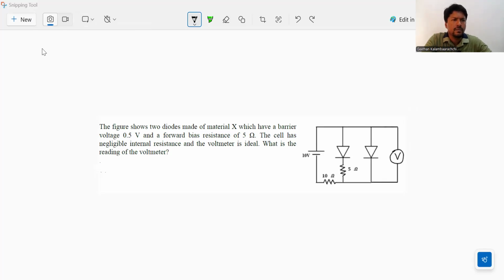So as you know, there are two types of diodes. One is ideal diode and the other one is the practical diode. So in the ideal diode, in reverse bias, it does not allow any current to flow under any circumstance. But in forward bias, it allows any current to flow without any potential difference.